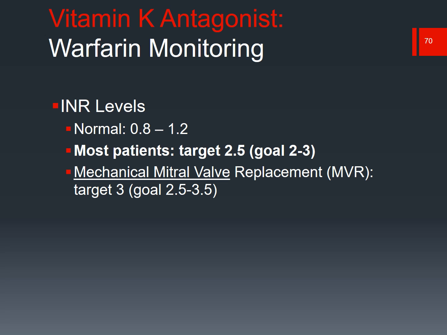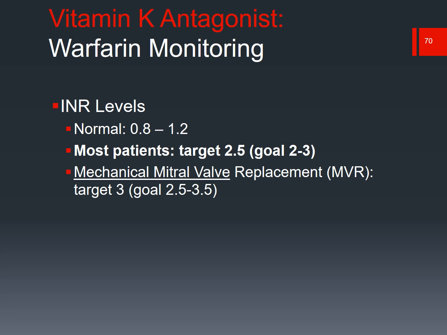If they are being dosed warfarin, our typical target is 2.5. So their INR goal is 2 to 3. If they have a mechanical valve in the mitral valve position, so that is the left side of the heart separating the chambers of the left ventricle from the left atria, if that valve is impaired and they have to have it repaired and have a mechanical mitral valve replacement, then they have what's called a high goal. Their target becomes 3 and their INR goal is 2.5 to 3.5. That is the only high goal that is indicated in the guidelines.